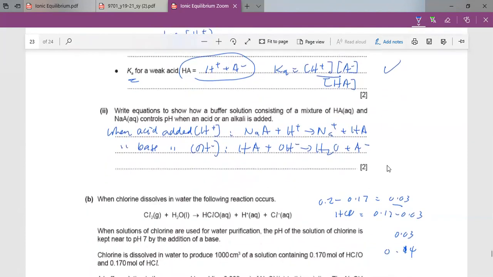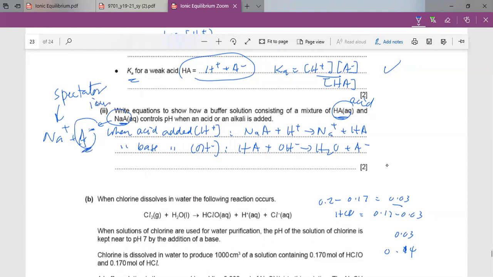Now here, write an equation to show how the buffer solution consisting of HA, which is the acid, and its salt works. Sometimes they don't use sodium, but remember, a weak acid plus its sodium salt is a buffer. Must have the sodium salt to control pH. This is the acid. This is your conjugate base. This will give you Na plus and A minus. This is the key one.